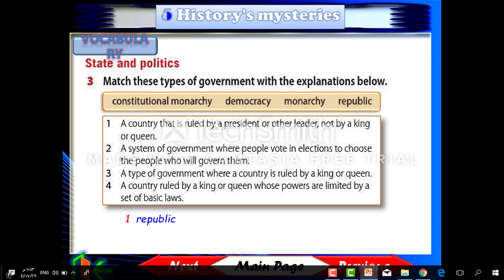It's republic. Number 2, a system of government where people vote in election to choose the people who will govern them. Democracy. Number 3, a type of government where a country is ruled by a king or queen. Monarchy. Number 4, a country ruled by a king or a queen whose powers are limited by a set of basic laws.